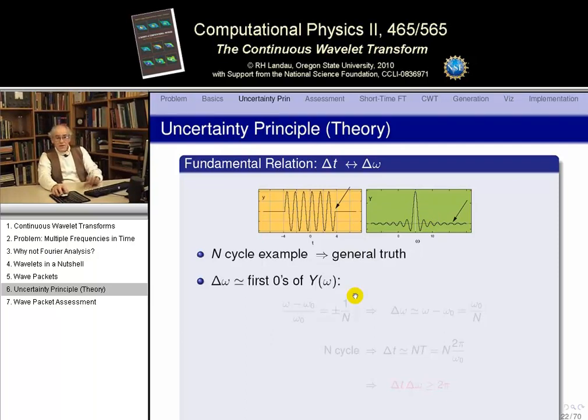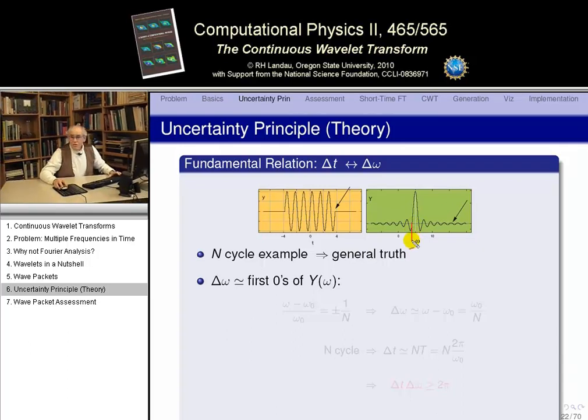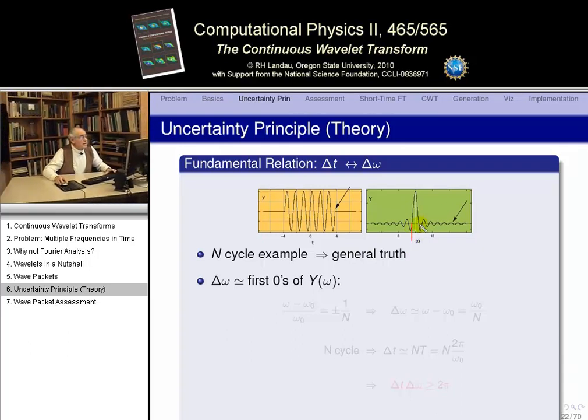So if we look here at the width of the Fourier transform and ask, what's the width of the Fourier transform? Well, if we look closely, we'll say, why don't we say it's where the function goes through 0 on the left and goes through 0 on the right, so that is approximately what we call delta omega. Okay? So we can look, when does that occur? Well, that occurs when omega minus omega 0 over omega 0, and this comes from the analytic form, is plus or minus 1 over n.